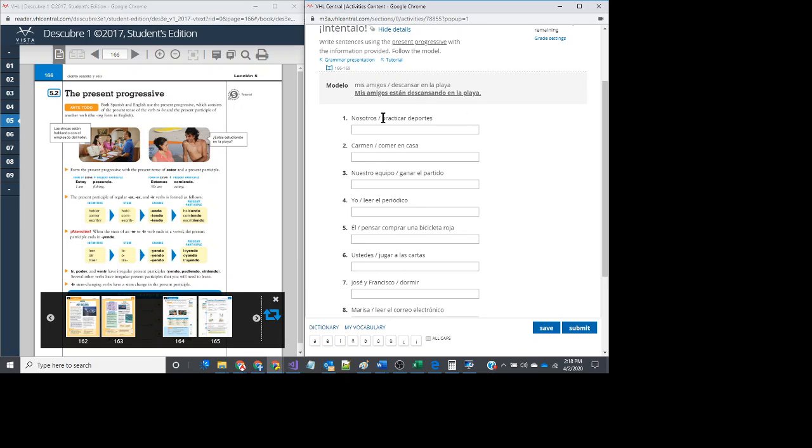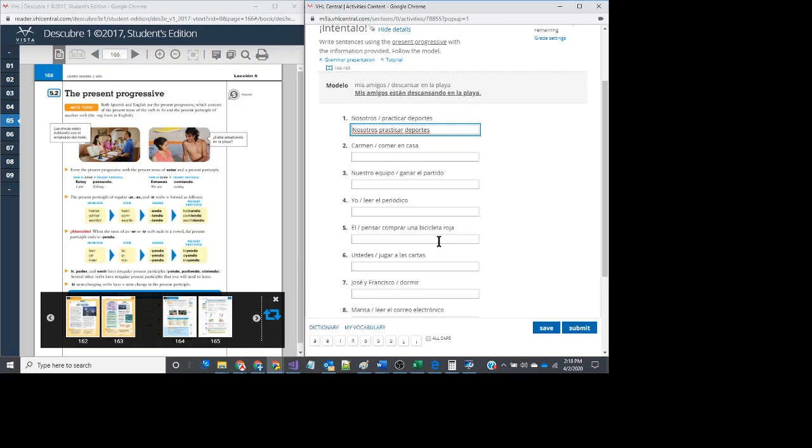So they're giving us the verb, but it's in the infinitive form. That means to play or practice. What we want to do is we're going to conjugate it. So I'm going to say nosotros. I want to say practicamos, right? But we're going to use the present progressive.